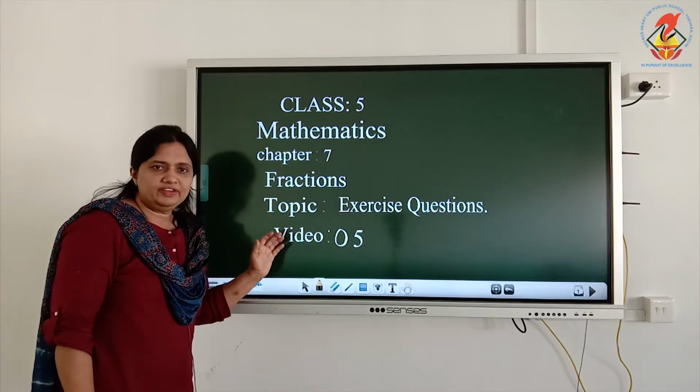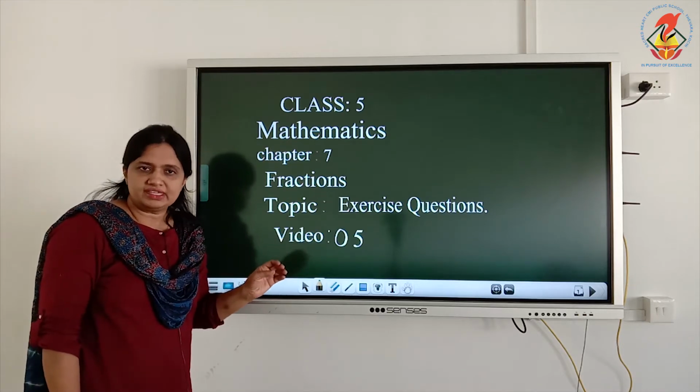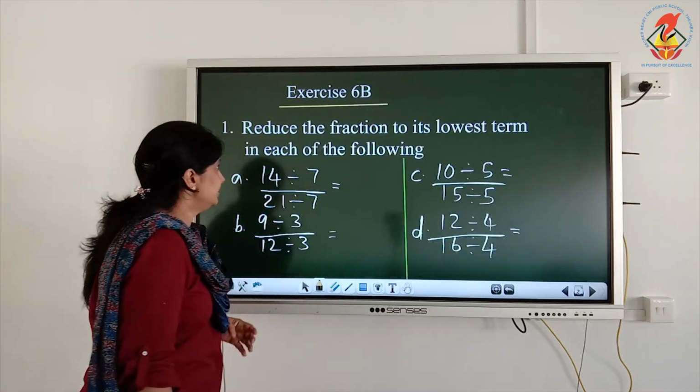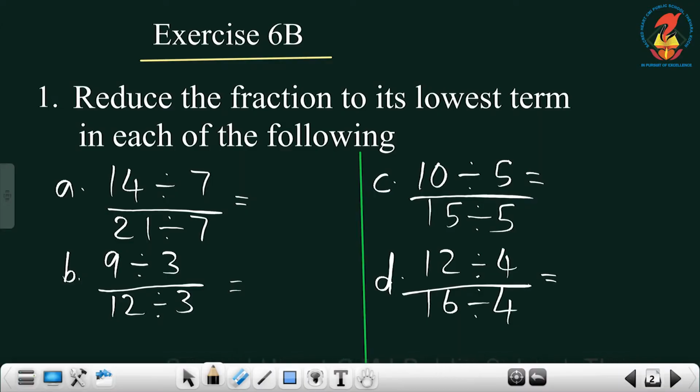Dear children, today we will continue with the same chapter, fractions, but I will give you some more exercise problems. Say exercise 6b, first question is reduce the fractions into its lowest term in each of the following.